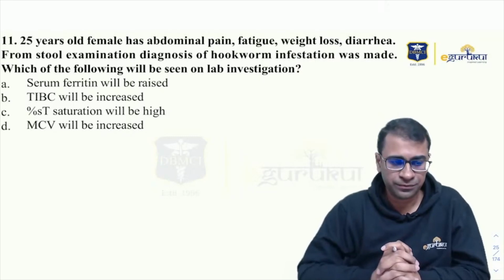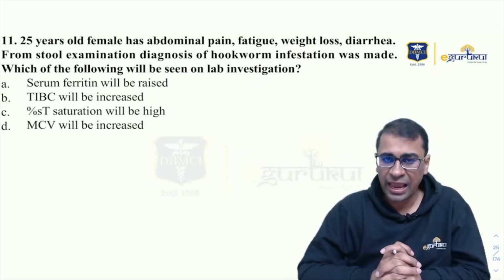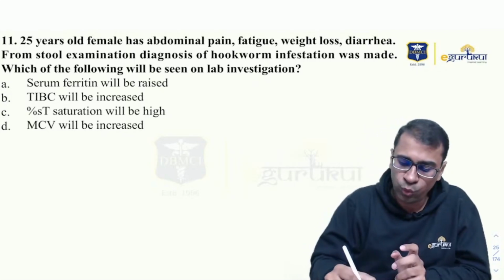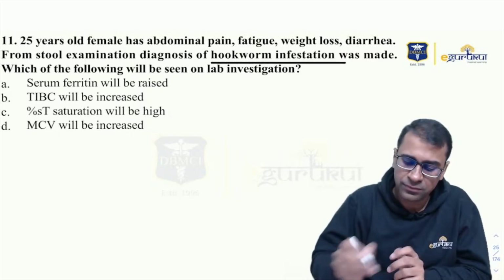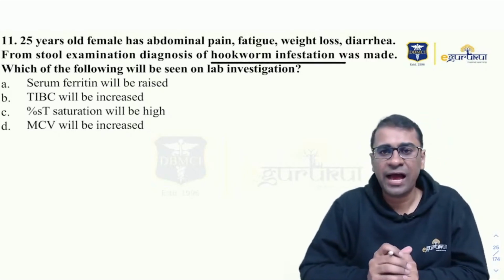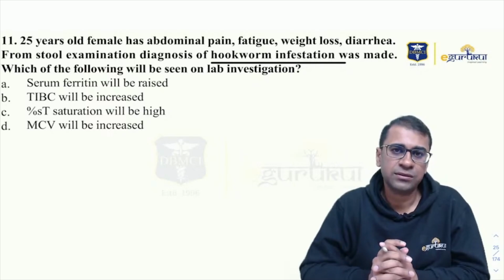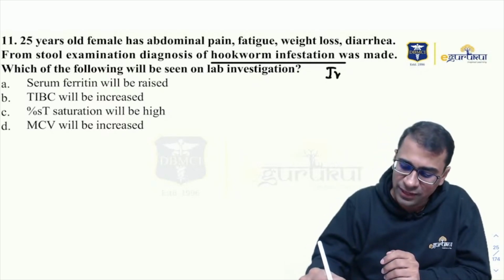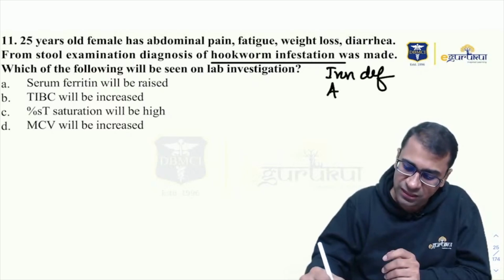Next question. A 25-year-old female has abdominal pain, fatigue, and weight loss with diarrhea. From stool examination, hookworm infestation was made out. The following will be seen on lab investigations. Tell me, what is it a case of? It's a case of, yes, iron deficiency anemia.